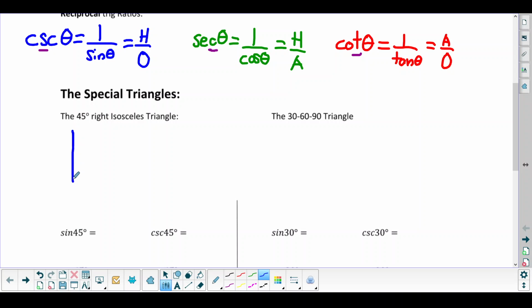So we're going to draw a quick sketch of it. Okay, so our side lengths should be approximately the same. And it's got a right angle in it. And then each of these angles is 45 degrees.